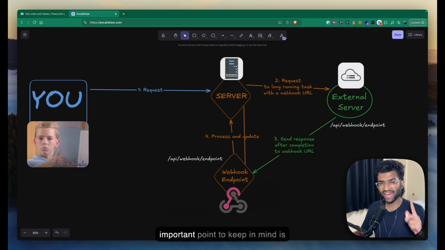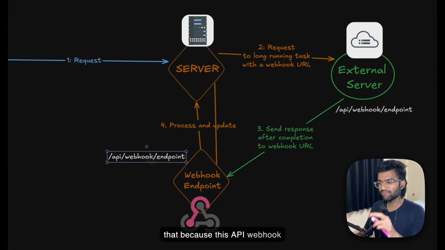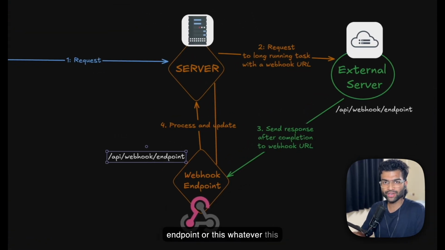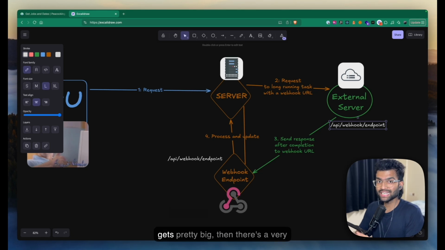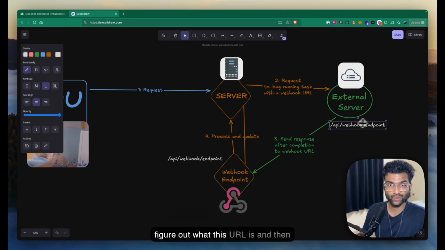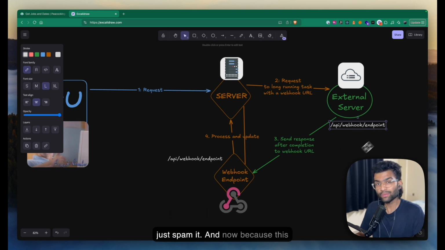Now, another very important point to keep in mind is that because this API webhook endpoint, whatever you name it, is a public URL, if your app gets pretty big, there's a very good chance that someone might figure out what this URL is and just spam it. And because it's a public URL, they can just get whatever they want, right? They can get whatever images they want, however many credits they want. They can do anything with their application after this.